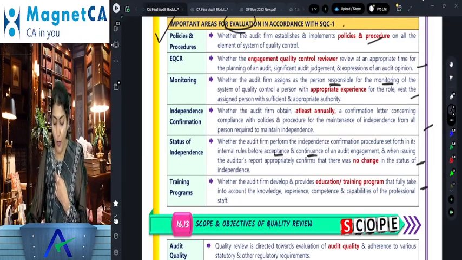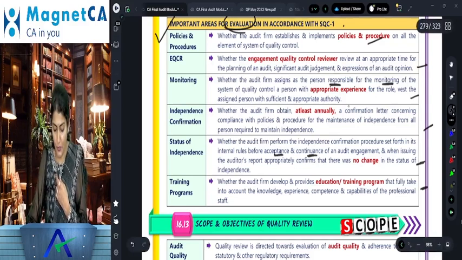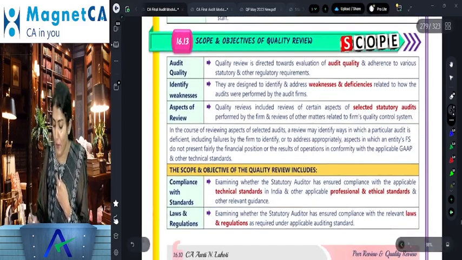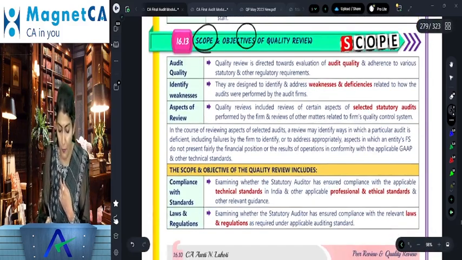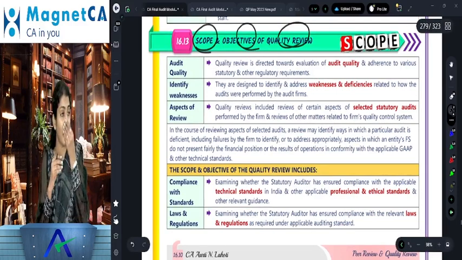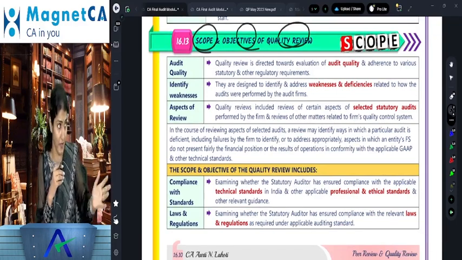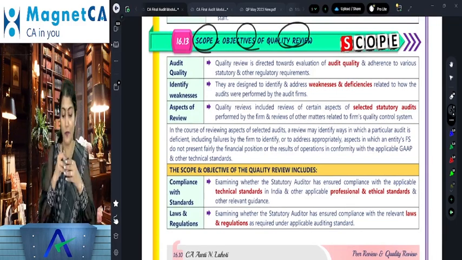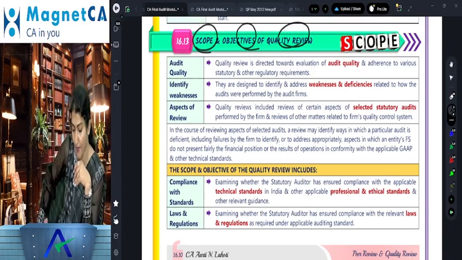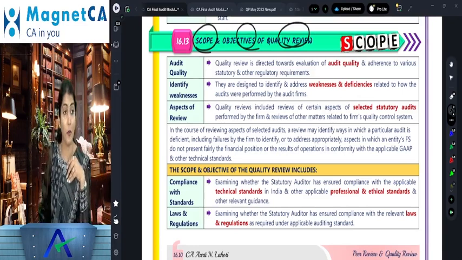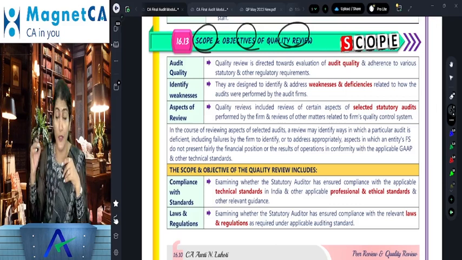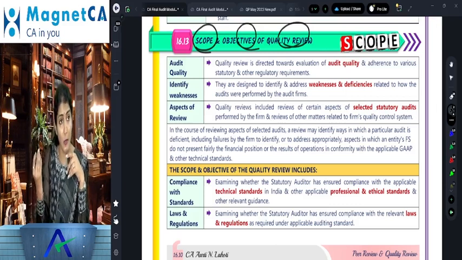Now again for quality review, what we are going to talk about is the scope and objective of the quality review. Peer review, scope and objective we had discussed separately. But for quality review, scope and objective is discussed together, right? So what does it say? The scope and objective of the quality review. Which review are we talking about?